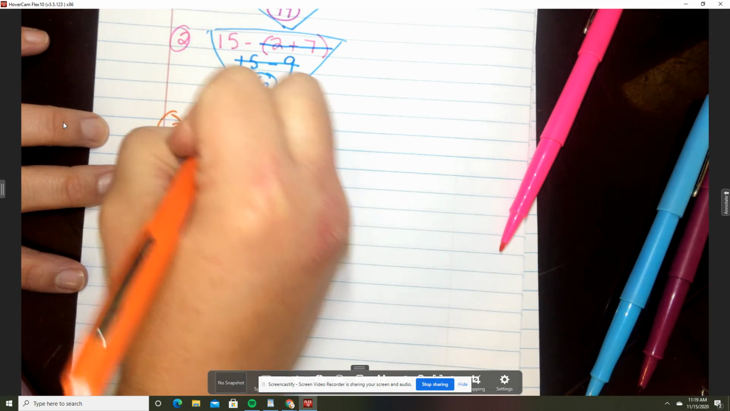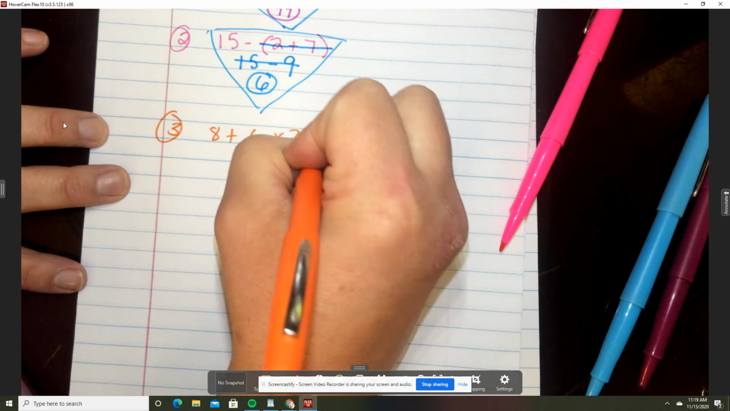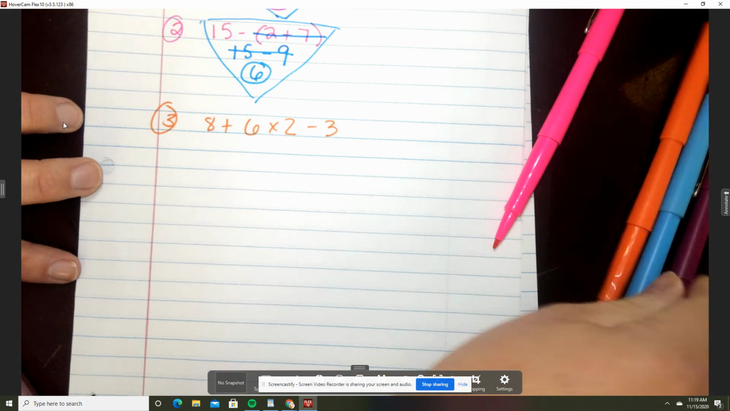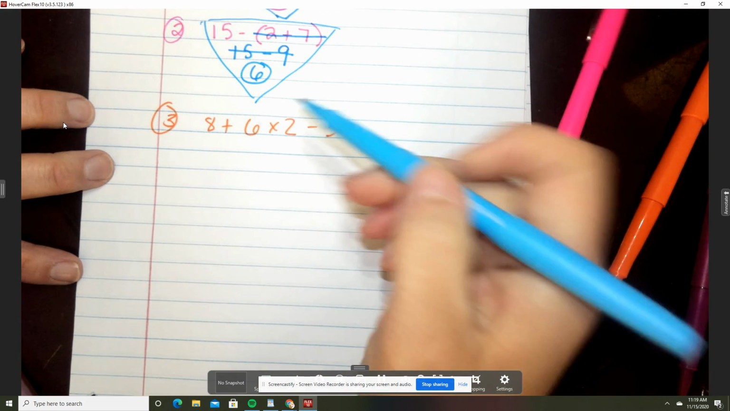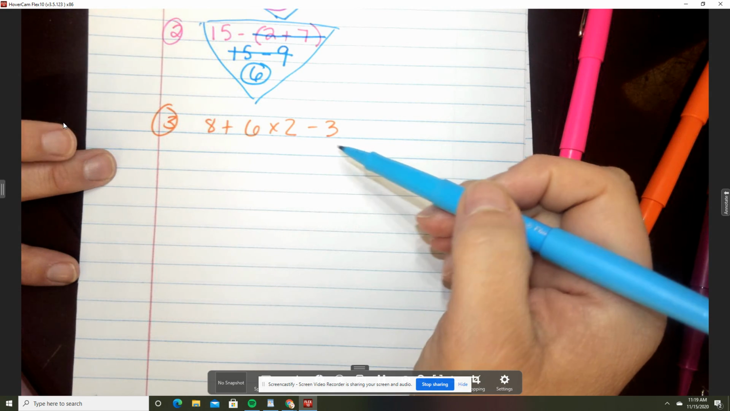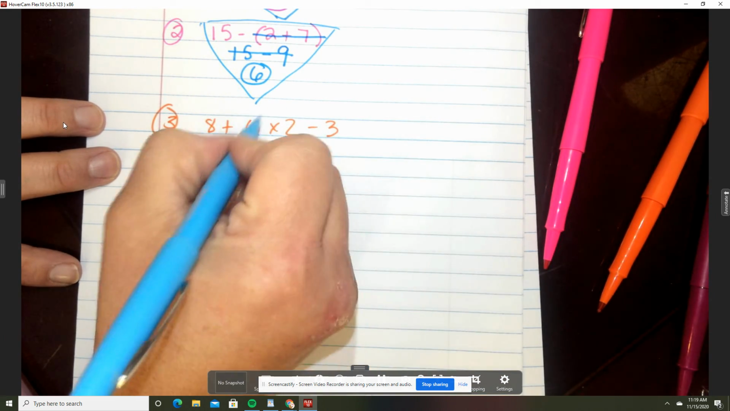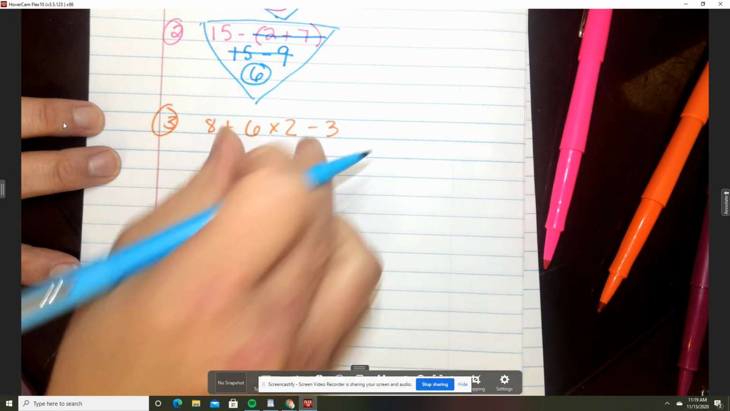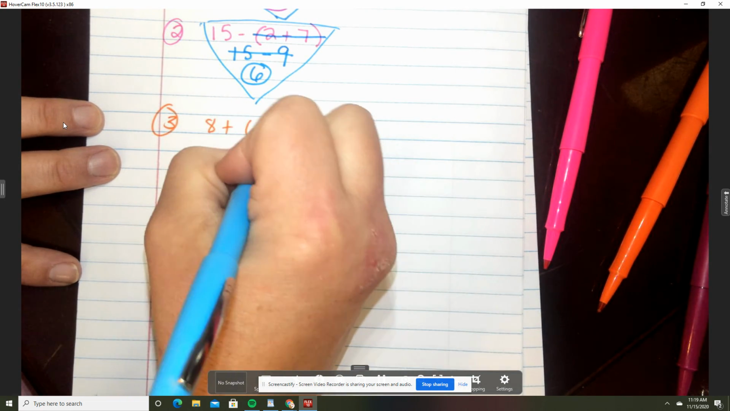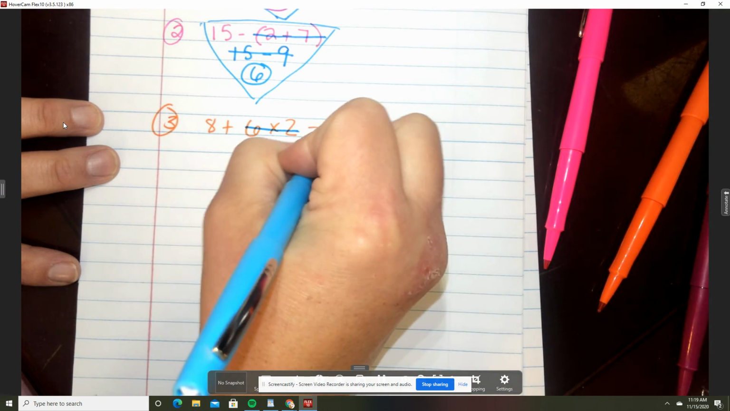So I've got 8 plus 6 times 2 minus 3. Okay, so we got a little bit harder problem. All right, so the first thing I'm going to look at: do I have parentheses? Nope, so I can keep moving. Don't have exponents. Do I have multiplication or division? Well, I have one multiplication sign. So that means that sign belongs to those 2 numbers. So 6 times 2 is 12. I cross that out and I bring down.